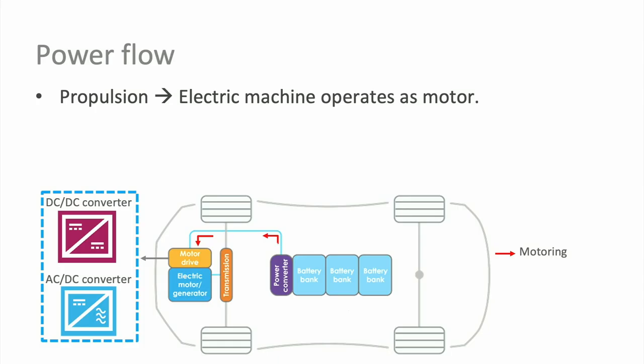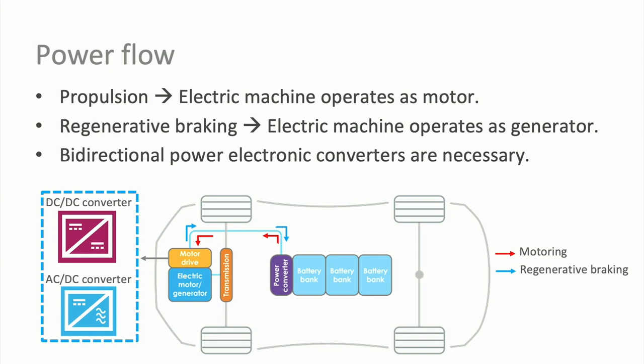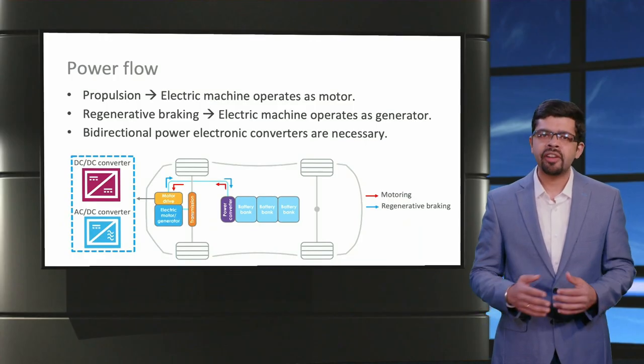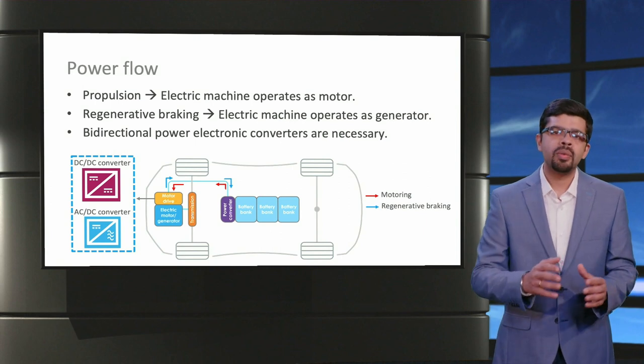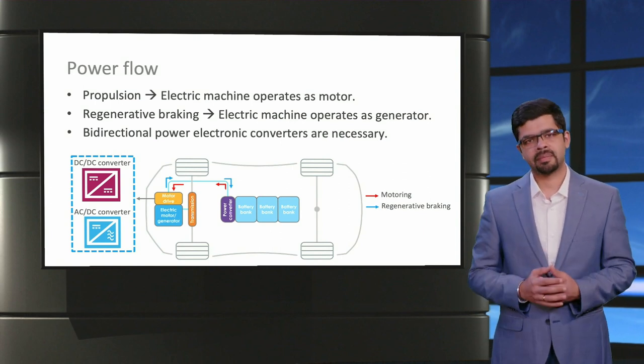Under normal driving mode, the power flows from the battery pack to the alternating current (AC) electric machine via the DC to AC motor drive and an optional DC to DC converter, depending on the battery voltage level. However, during regenerative braking, the electric machine is operated as a generator to convert the kinetic energy to electrical energy, and the DC to AC and DC to DC converters are used to store this energy in the electric vehicle's battery. Hence, it is necessary to have bidirectional power electronic converters which interface the battery and the electric machine.